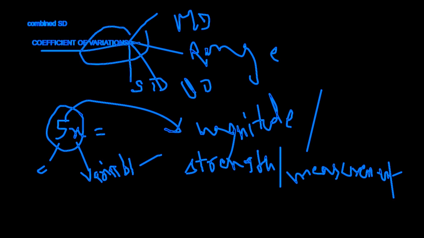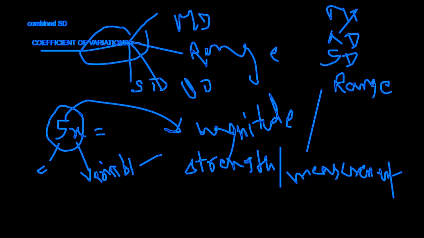Variations we have already done. So variations are your mean deviation, your quartile deviation and your standard deviation. Fine. So this we have done. And range, a very basic term, which includes complete data from your minimum value to your maximum value. So we have a coefficient of variation for all these terms.